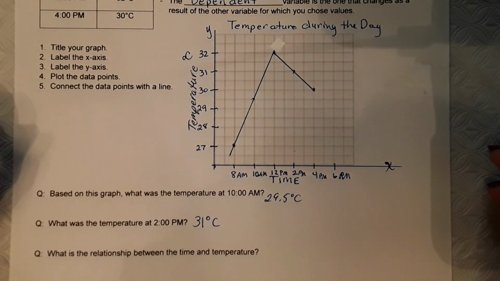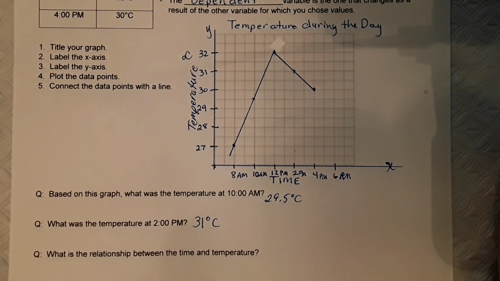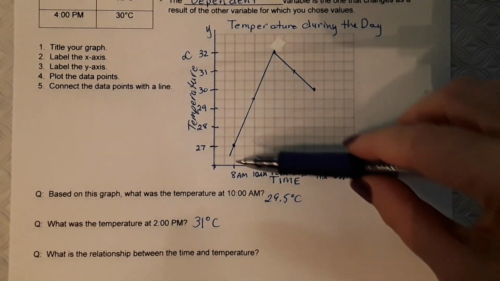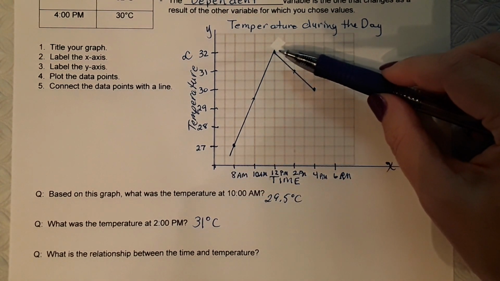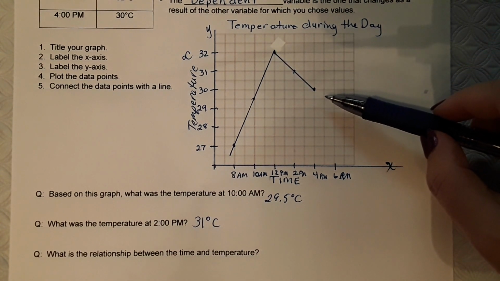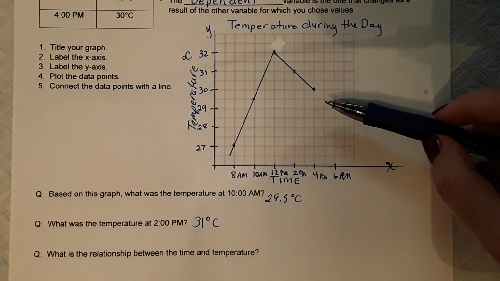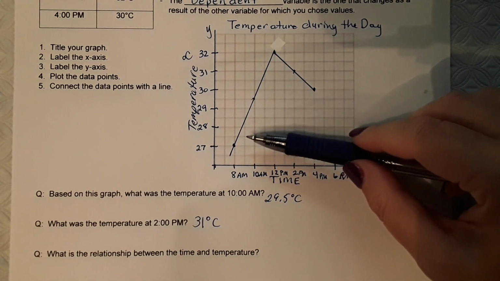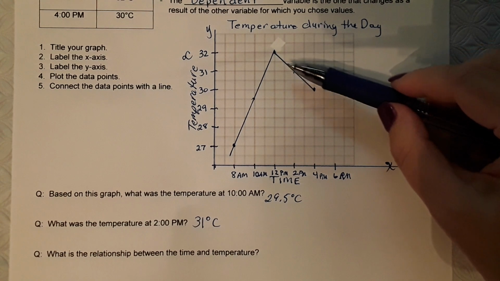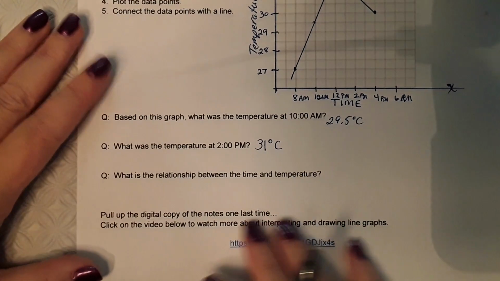And finally, what is the relationship between the time and the temperature? Well, what do you notice as the day goes on? The temperature rises until about midday, and then it decreases. So, would that happen every day, do you think? We live here in Florida. We know it gets really hot midday, and then it cools off in the evening. Starts out cooler in the morning, gets really hot during the day, and then cools off by the evening.